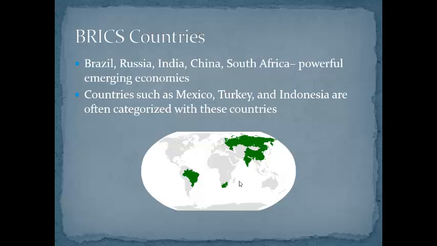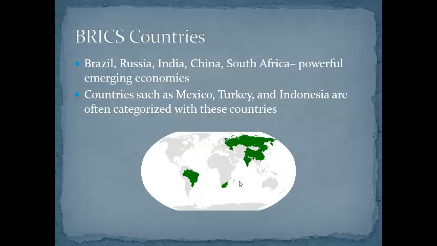And within this level of development, we find what we call the BRICS countries, which are a few examples of these sort of medium developed countries. And so the BRICS countries, it stands for Brazil, Russia, India, China, and South Africa. Again, they're powerful emerging economies. And again, they've grown past the developing stage. They're on the path to being highly developed. And they have the potential to have a lot of power internationally.